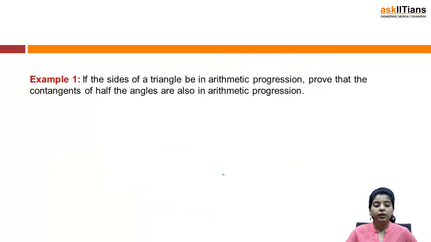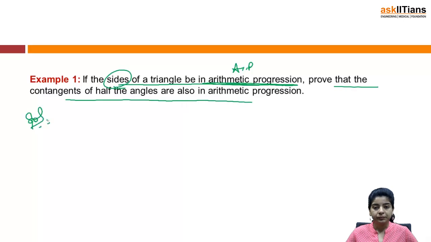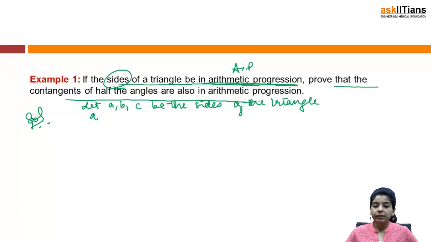Let us practice some questions based on these formulae. If the sides of a triangle are in arithmetic progression, prove that cotangents of half the angles are also in AP. So what is given to us is, obviously we use the general notation a, b, c as the sides. So let a, b, c be the sides of the triangle, then a plus c is 2b, since it's given that the sides are in arithmetic progression.